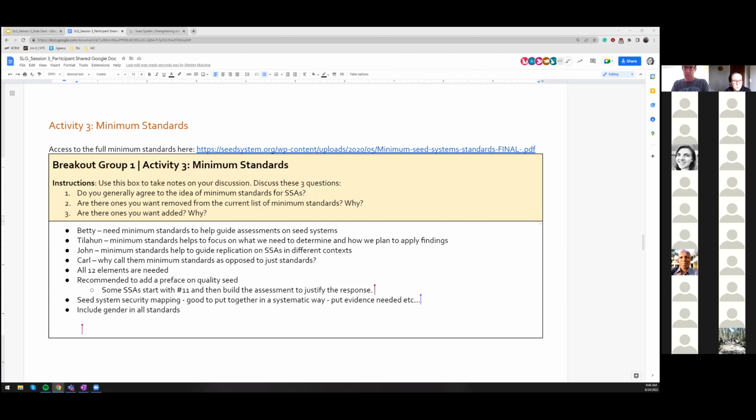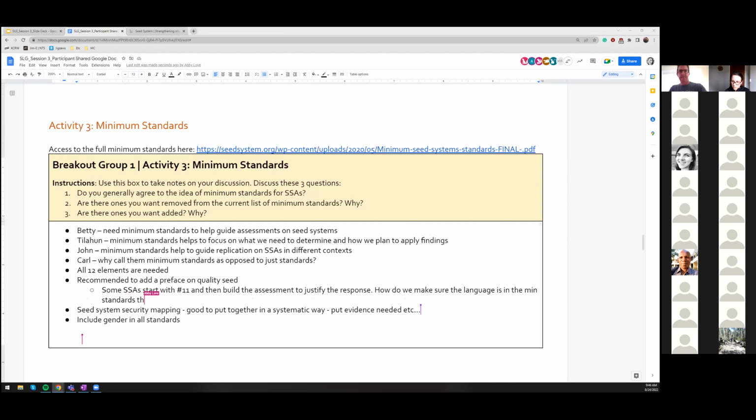And this is maybe my question, it's a little amorphous: how do we make sure that language is in there that states that quality seed is not necessarily hybrid or formal seed? It can be these informal seed sources. It can be farmers' own saved seed. That's just something I wanted to put out there, because I've seen seed assessments that are written that way. Thank you, Carl. Yeah, that's a good point.